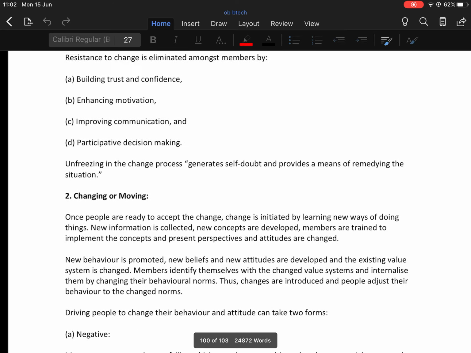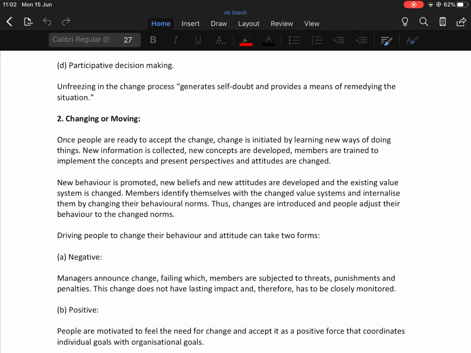Now the second step is changing or moving. Once people are ready to accept the change, it is initiated by learning new ways of doing things. New information is collected, new concepts are developed. Members are trained to implement the concepts, and present perspective and attitudes are changed.